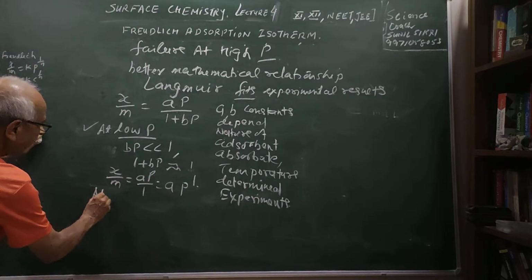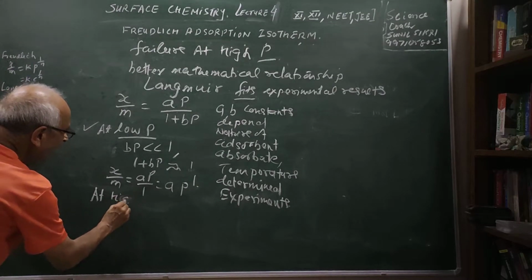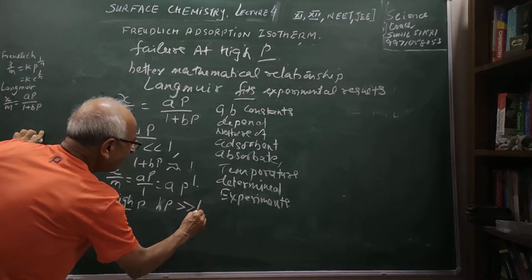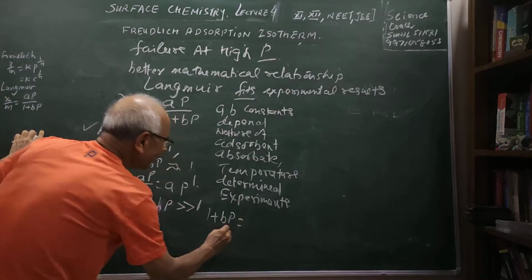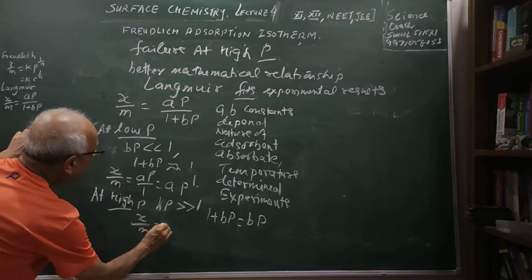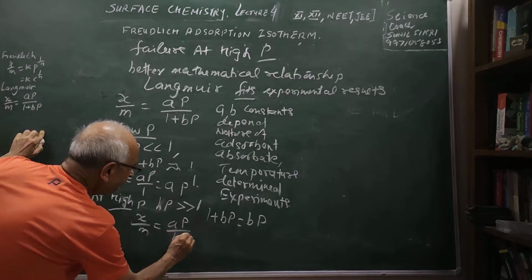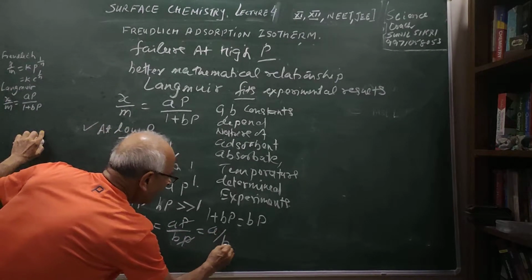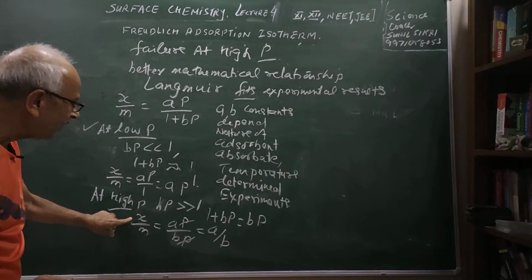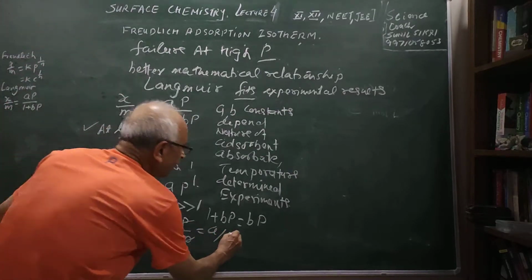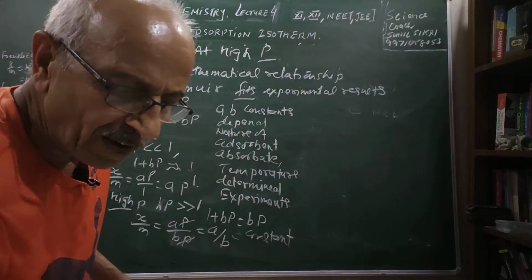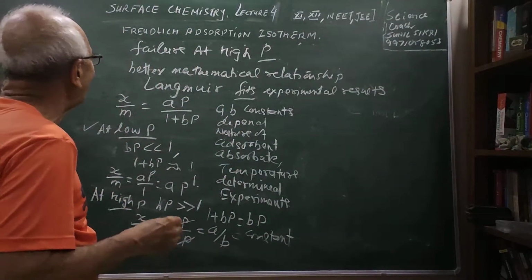And at high pressure, what will happen? When pressure is very high, then BP is much larger than 1, so 1 plus BP is approximately BP. In other words, x by m is equal to AP by BP, which cancels to A by B. So at high pressure, this equation explains that the extent of adsorption of the adsorbate on the adsorbent is a constant. A and B are constants. So this explains the high pressure and low pressure behaviour, and it is called the Langmuir equation.